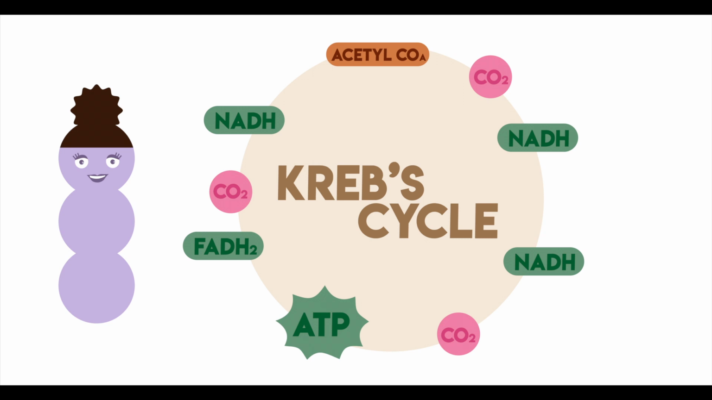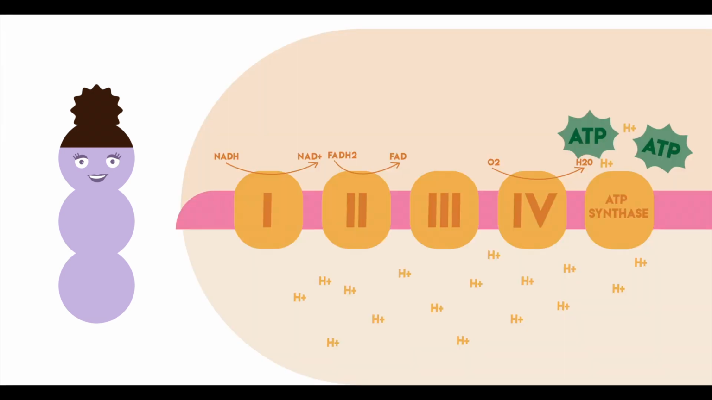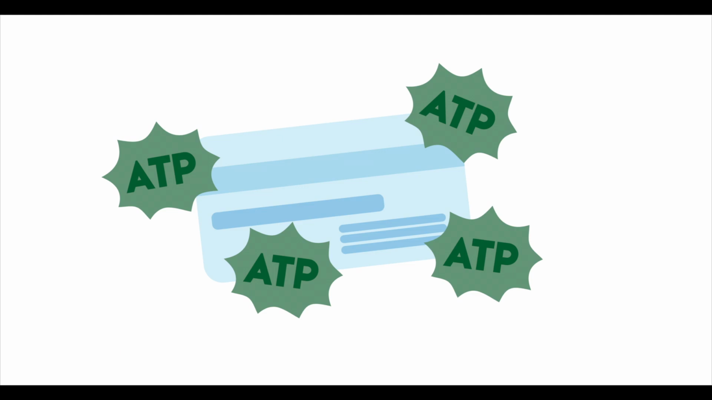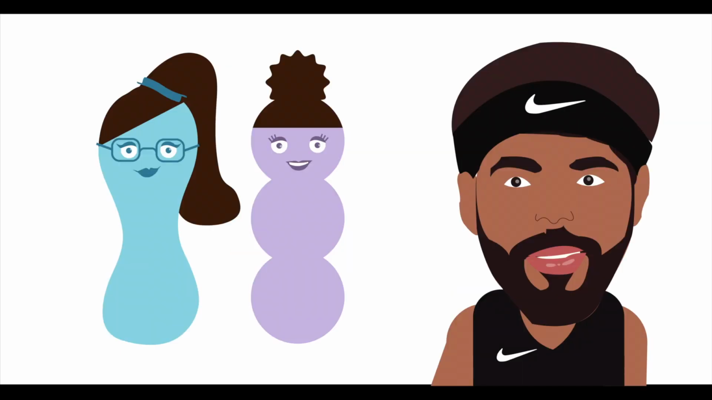Also, it doesn't end there. There are other steps like the Krebs cycle and the ETC that allow for way more ATP after glycolysis. These are really where we get our money's worth. Whoa, when you put it like that, it makes a lot of sense.